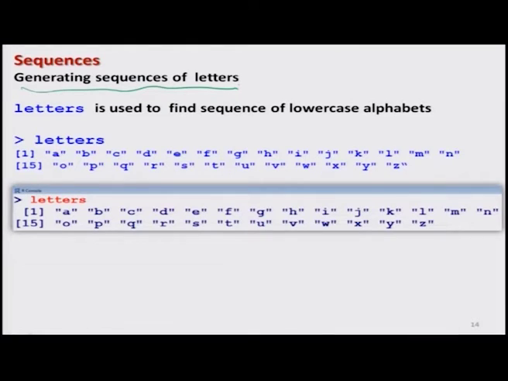So, the word letters, all written in lowercase, is used to find the sequence of lowercase alphabets. As soon as you type letters, you will get this type of outcome, and you will get all the small letter alphabets A, B, C, D, E, F up to X, Y, Z. And this is the screenshot here.